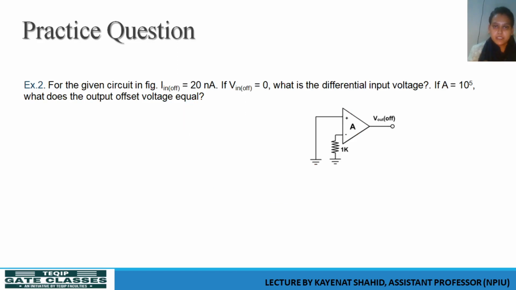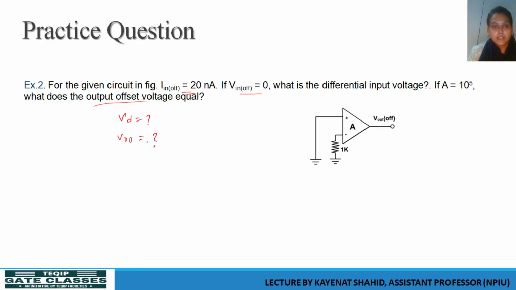The next question is based on the offset current. For the given circuit, the input offset current is 20 nanoampere. The input offset voltage is 0. We have to find out the differential input gain, that is VD, and the output offset voltage, that is VOO. So how to do that?